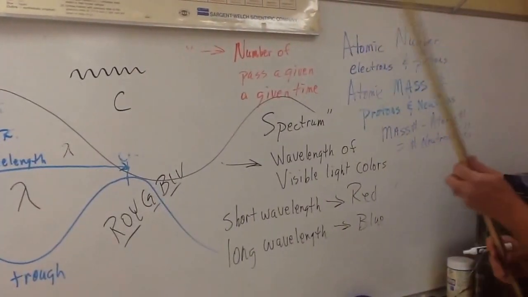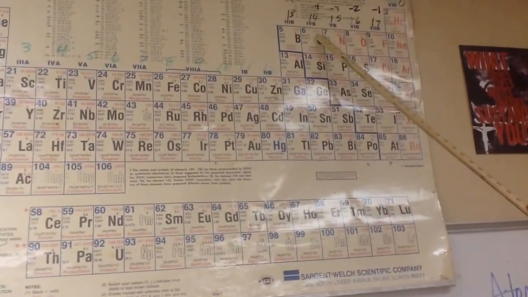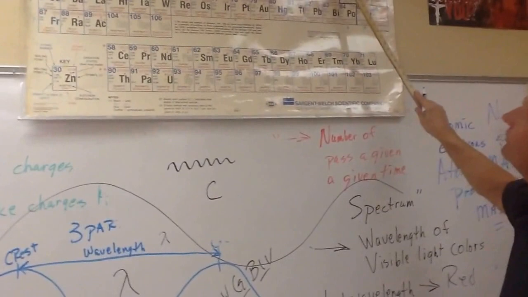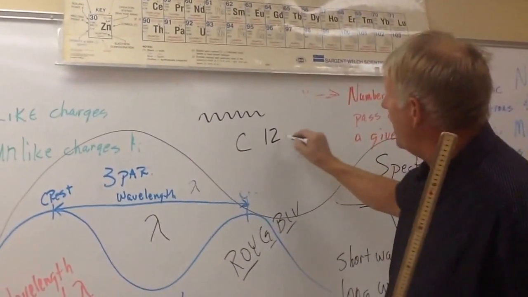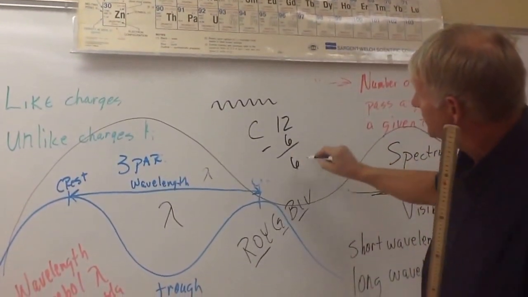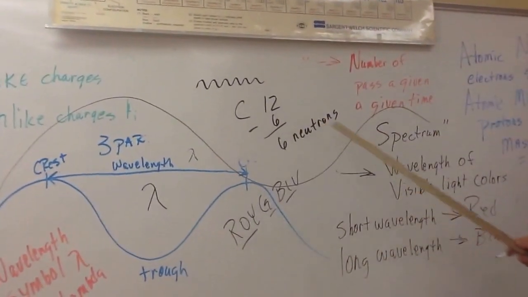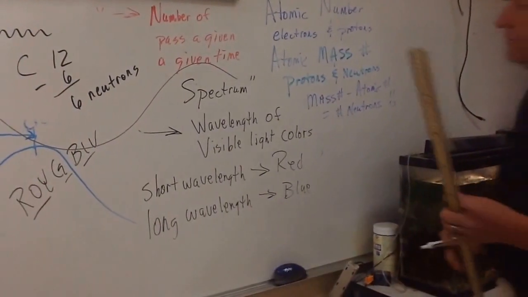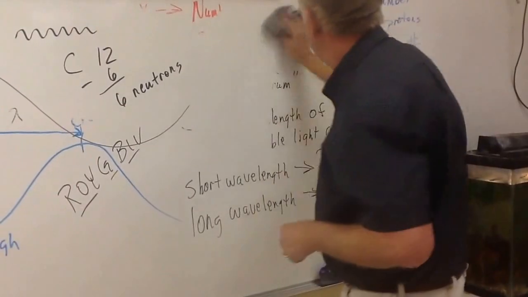The mass number for carbon is 12.011, so we're going to round that off to the nearest whole number. Once again, this is 0.0. If it was 0.5, we would round it up. So carbon is 12 for the mass number, minus 6 for the atomic number, which means it has 6 neutrons. Once again, to get the number of neutrons, we subtract the atomic number from the mass number.